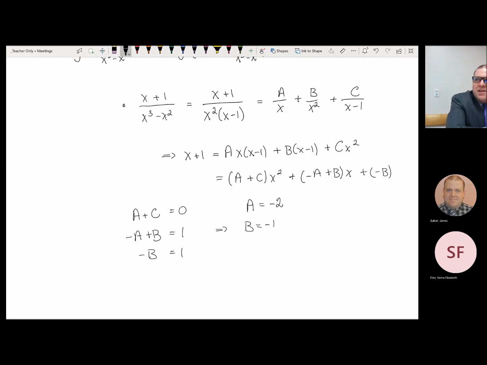-2, right? Because you have that negative in front of the A. Isn't that negative? That would become 2. Yeah. Right? Well, now we know A is -2, so what does C have to be? Like I said, that was a fairly simple system to solve.